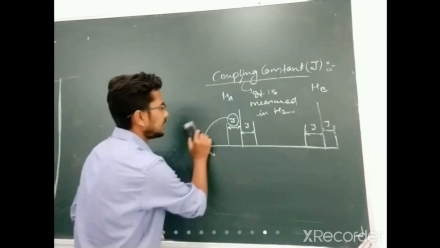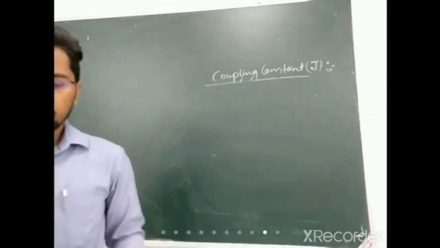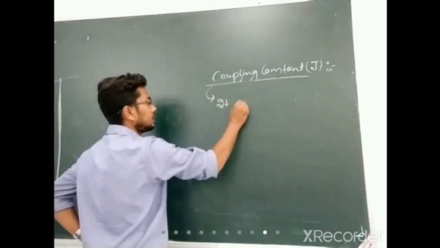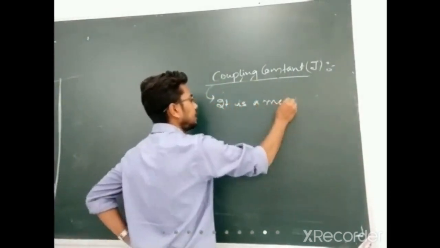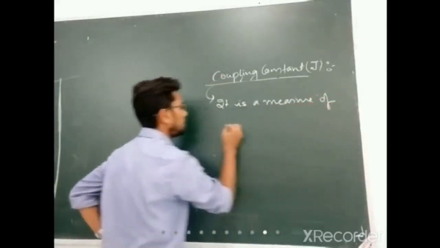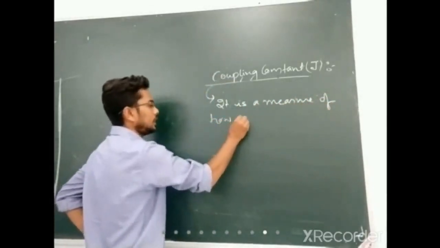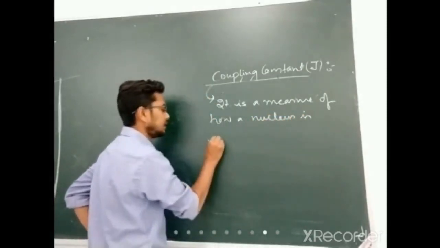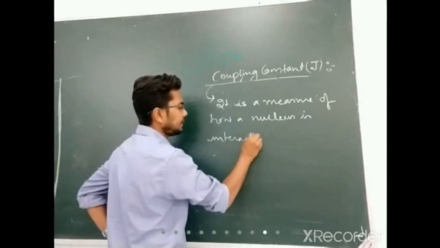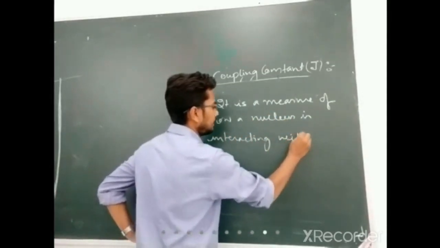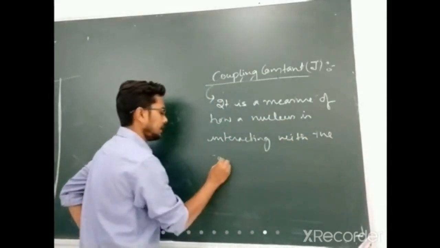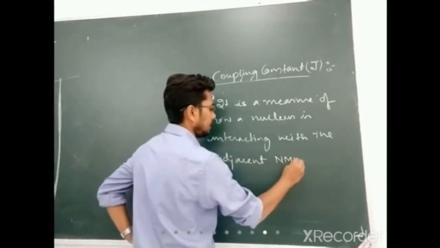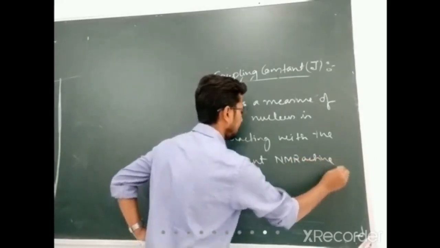As I said, what is coupling constant? Coupling constant is a measure of how a nucleus is interacting with the adjacent NMR active nuclei.